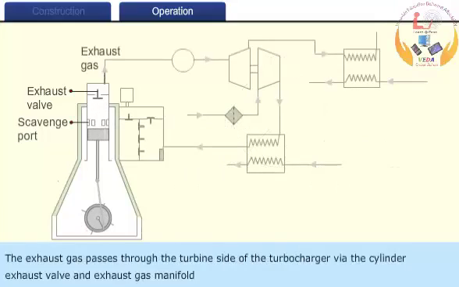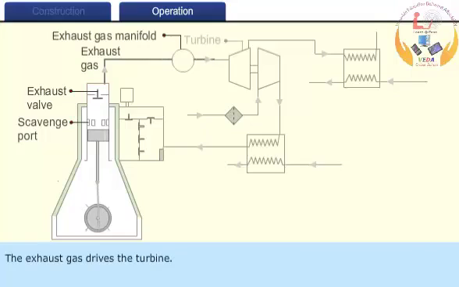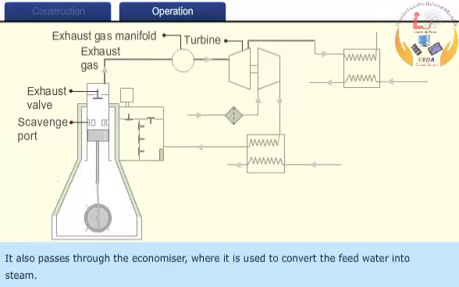The exhaust gas passes through the turbine side of the turbocharger via the cylinder exhaust valve and exhaust gas manifold. The exhaust gas drives the turbine. It also passes through the economizer where it is used to convert the feed water into steam.